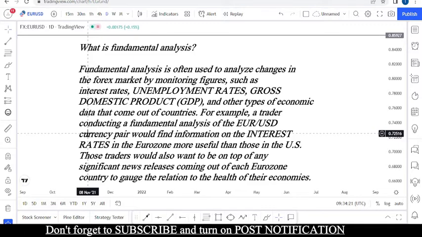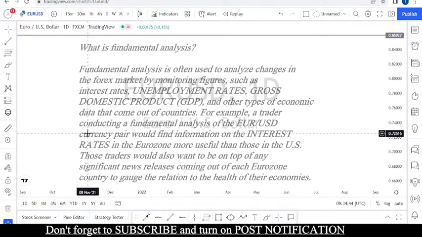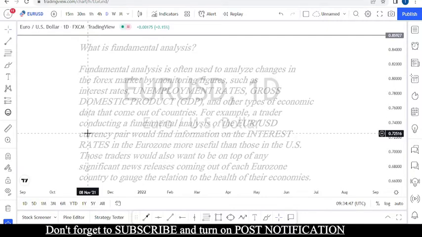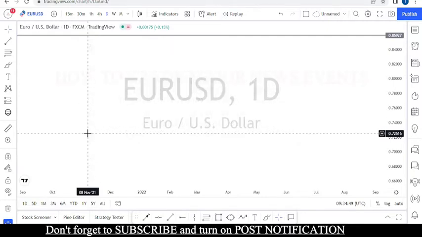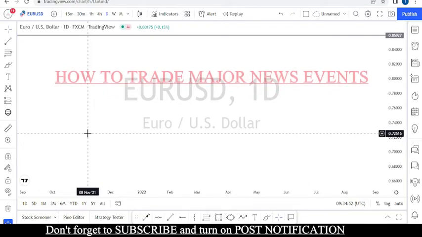So let's assume an investor that is interested in the GBP, which is the British pound, will always want to know what is happening in England, right? Then a trader that is interested in the euro wants to know what happens in the eurozone, and a trader that is interested in the US dollar wants to know what is happening in the United States of America. But today we are not going to dive deep into all of that, right? We are here to talk about how we trade the fundamentals, how we trade major news events, right?